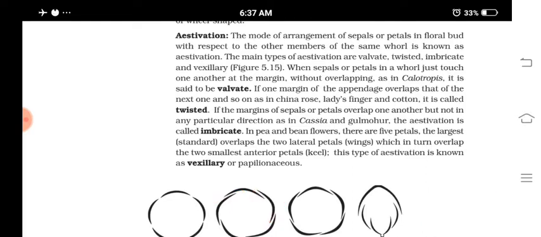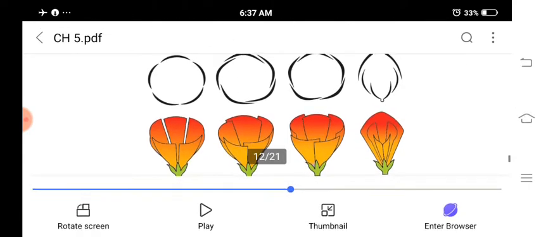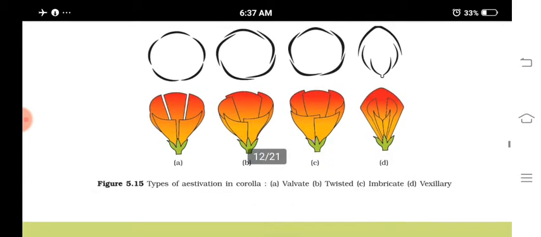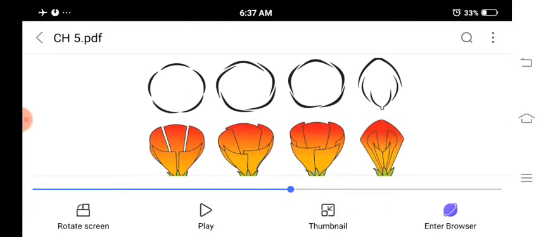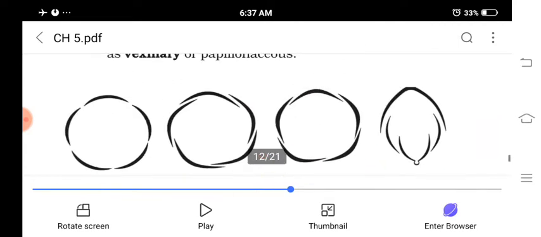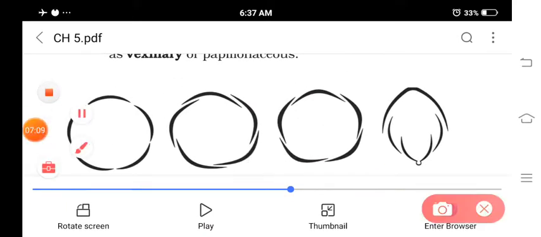So this is known as what? One side of the petal will be outside and the other side will be inside. This kind of arrangement or estivation is known as what? The twisted estivation. You can see here in this plan, inside outside, inside outside, like this. If they are arranged like this, then it is known as twisted estivation.